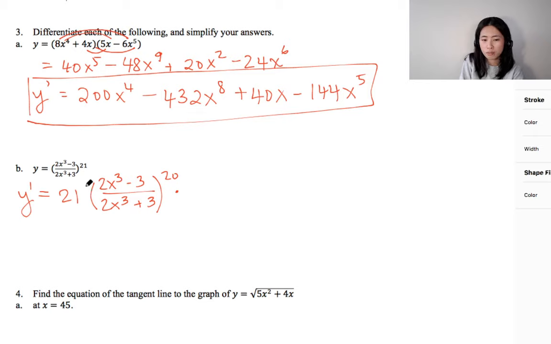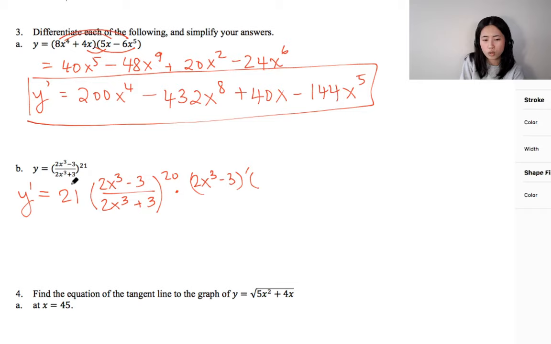So make sure you deal with the outer term first, which is the 21, and then you have to deal with the one inside. And as you can see, because you're dividing two things, you need to use the quotient rule, right? So quotient rule is basically taking the derivative of the first term, or your numerator. You multiply this to just the second term, which is your denominator. So this is 2x cubed plus 3.